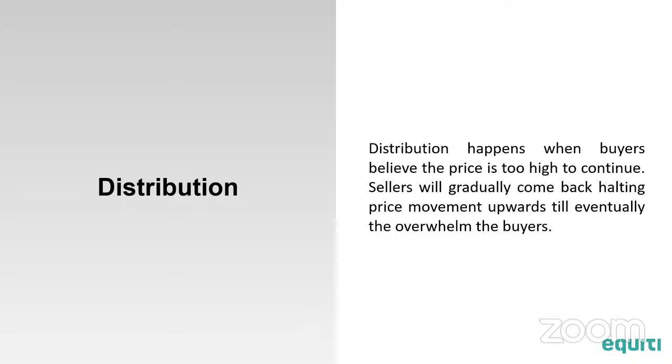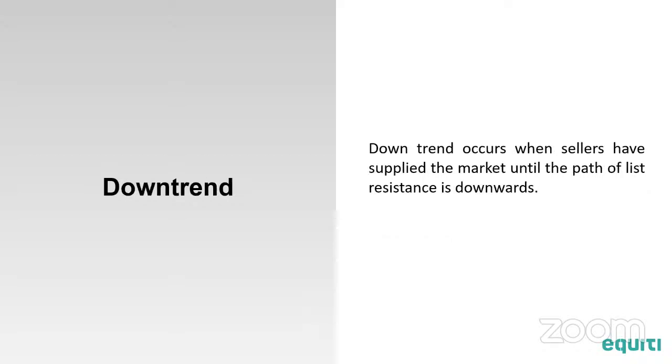Yeah. So distribution is that point of imbalance again, where we are seeing that sellers are gradually overpowering buyers. And once that happens, price starts moving in the path of least resistance, which is a downtrend. Now, a downtrend occurs when sellers have supplied the market until the path of least resistance is downward. So let's just have a look at this on the charts, and then we see how we can go from there. So just a minute, I need to open the charts.